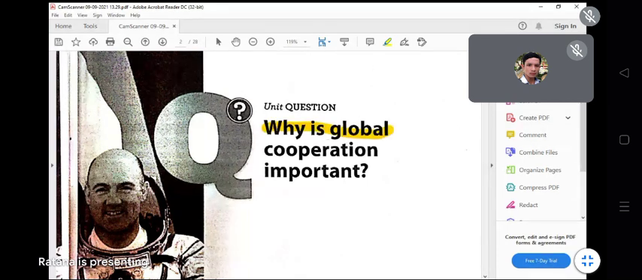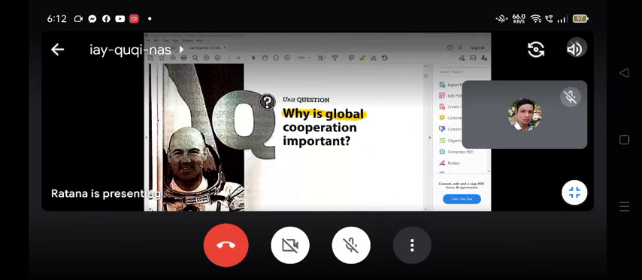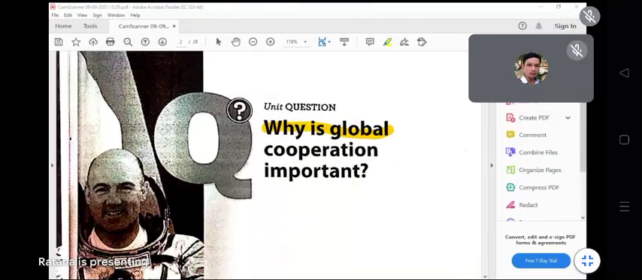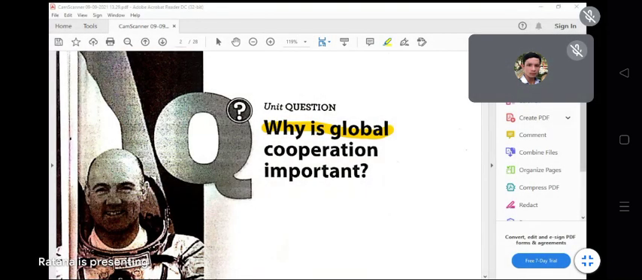Global cooperation is important because of commercial and economic relationships like this, teacher. So it is very important for each country. That's all, teacher. Yes, very good. Especially about the economy, right?